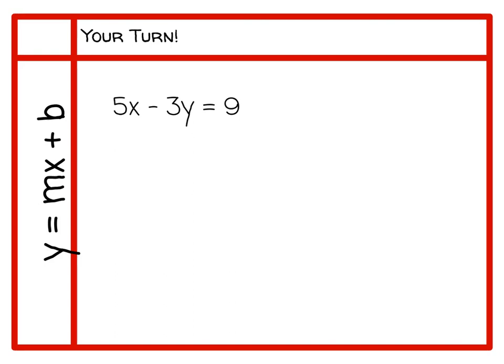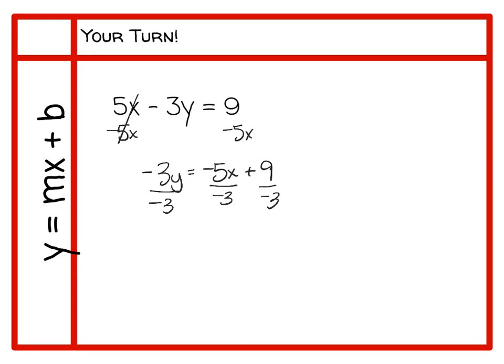All right, the first thing we would have to do is subtract 5x from both sides. So I'm left with negative 3y equals negative 5x plus 9. I need to divide both sides by negative 3. So I have y equals, negative divided by negative is a positive, so it's 5/3 x. And then 9 divided by negative 3 gives me negative 3.